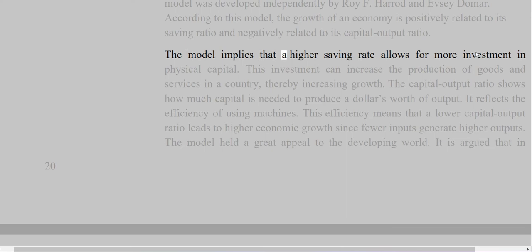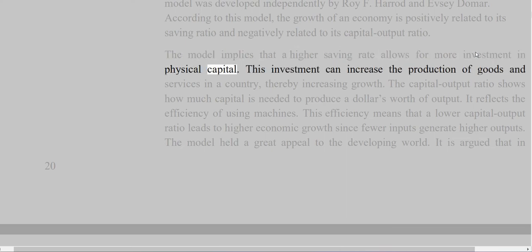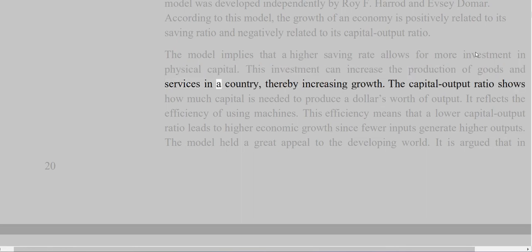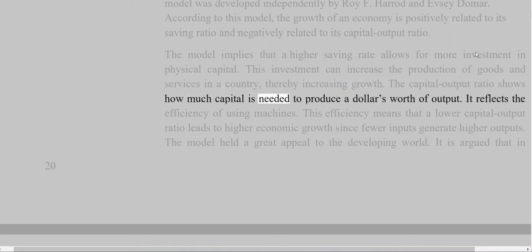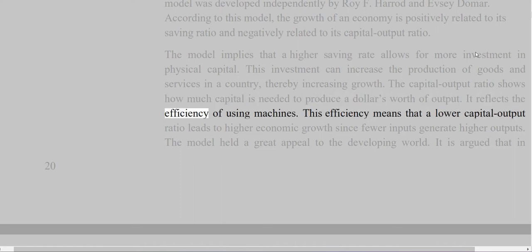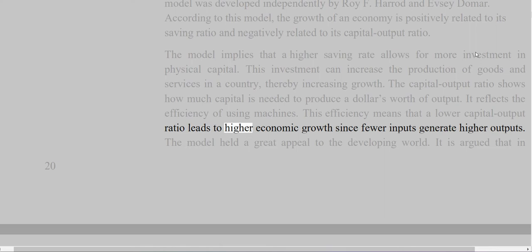The model implies that a higher saving rate allows for more investment in physical capital. This investment can increase the production of goods and services in a country, thereby increasing growth. The capital output ratio shows how much capital is needed to produce a dollar's worth of output. It reflects the efficiency of using machines. This efficiency means that a lower capital output ratio leads to higher economic growth since fewer inputs generate higher outputs.